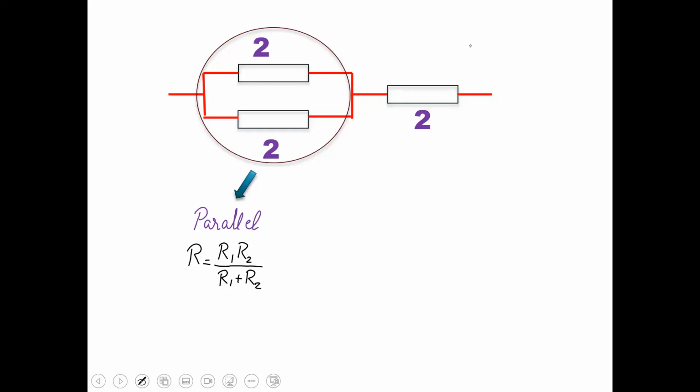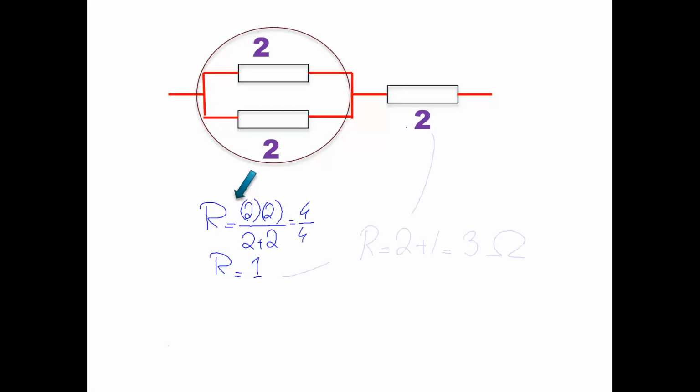Answer is 1. Okay. First see what we are getting for this. We will get 1 for this combination. There is also a 2 ohm resistor. If we combine, they are in series. The final answer is 3. Complete this working. 1 was the right answer.